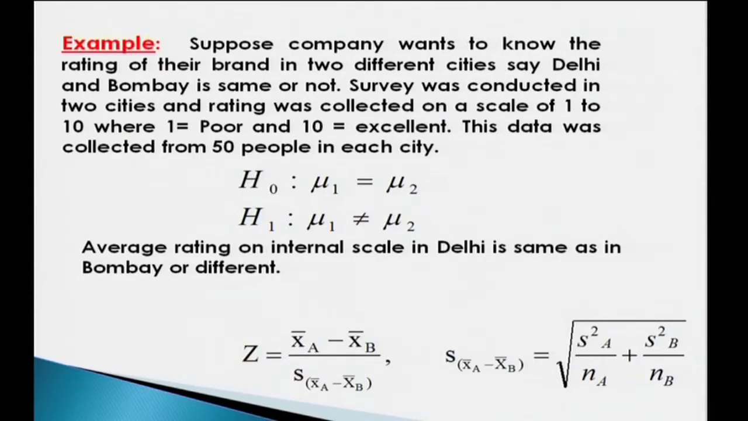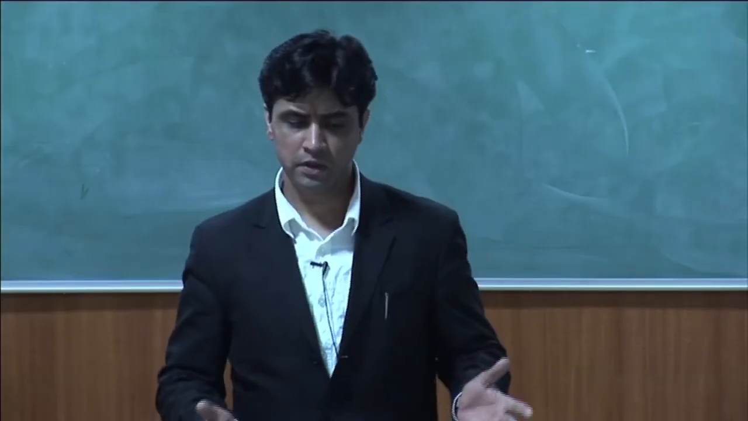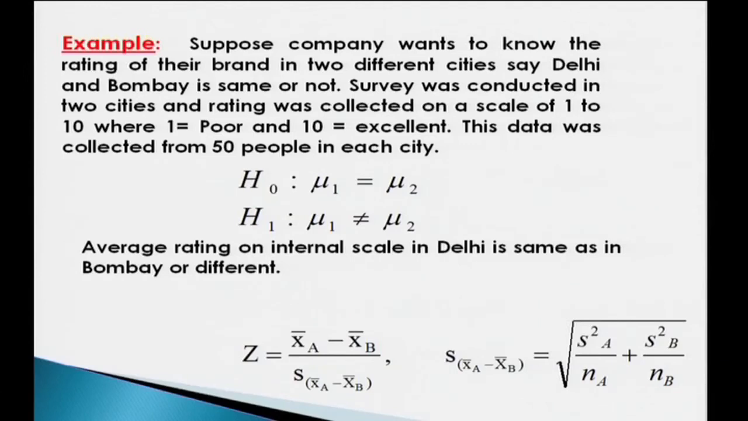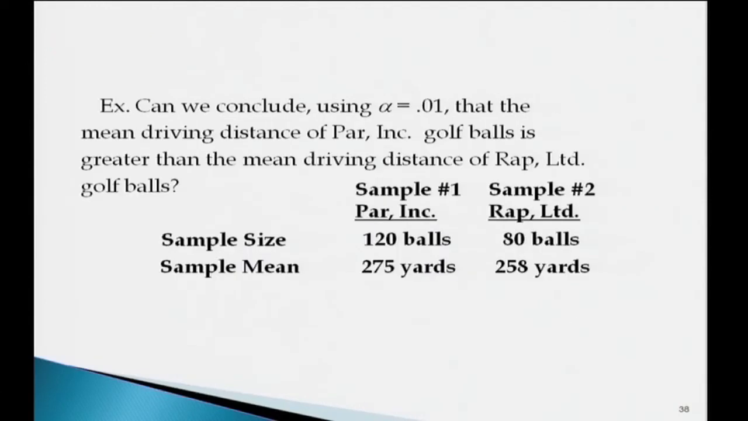And then one more. Suppose a company wants to know whether the rating of their brand in two different cities, say Delhi and Bombay, is the same or not. A survey was conducted in two cities and ratings were collected on a scale of 1 to 10, 1 poor, 10 excellent. The data was collected from 50 people in each city. Is the average rating on the interval scale the same as in Bombay or different? So again there are two cities, and the averages of the two cities are being considered. Whether those averages are the same or not, that is the issue. So this will also be a situation of difference of means.